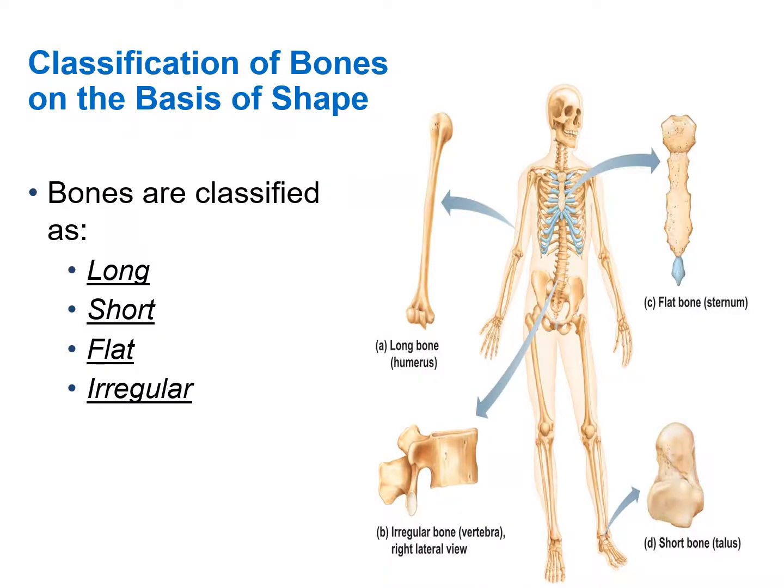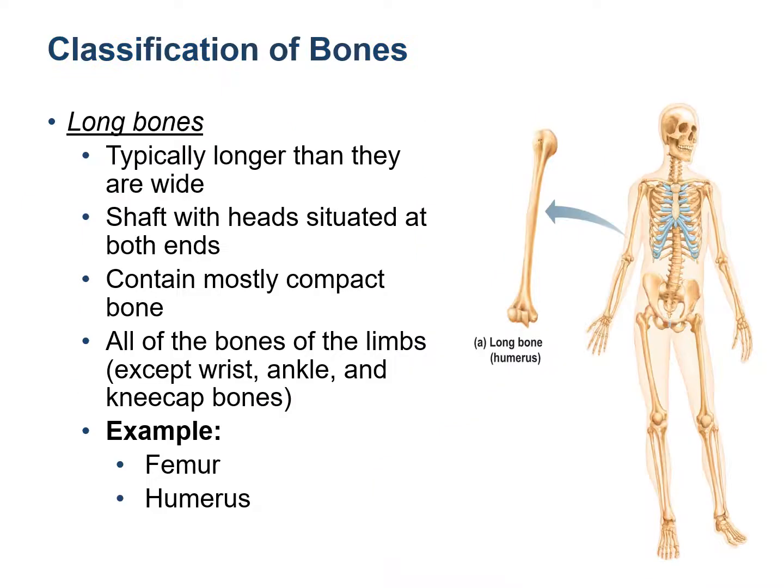Bones can be classified based on their shapes into four types: long bones, short bones, flat bones, and irregular bones. Long bones are longer than they are wide, and they are mostly compact bones. Examples would be all the bones of the limbs except for the wrist, ankle, and the kneecap bones, such as the femur bone, the humerus bone. These are all long bones.